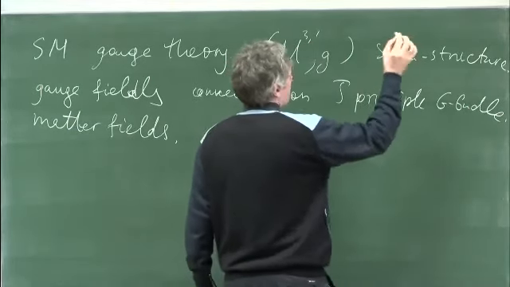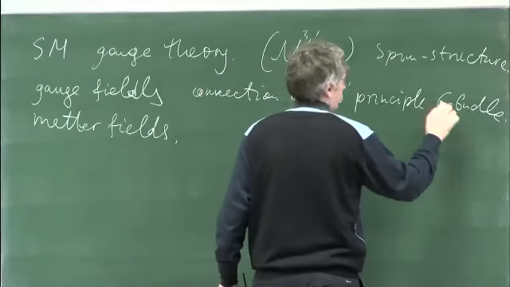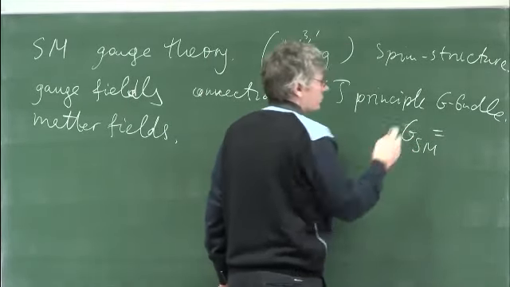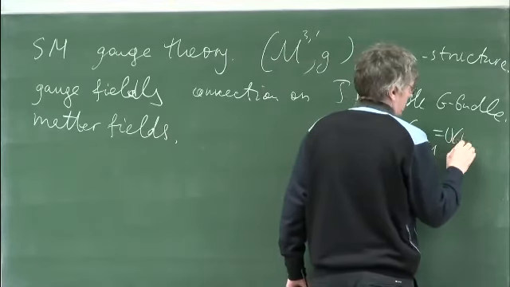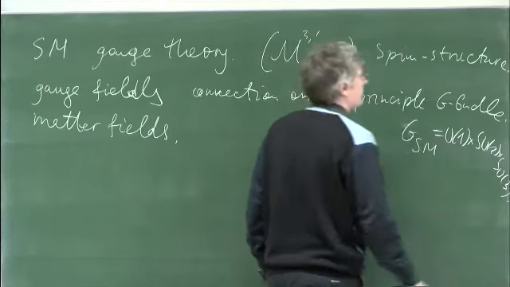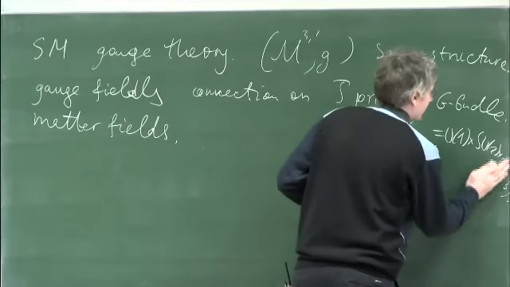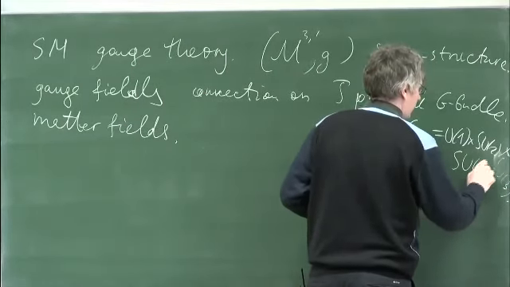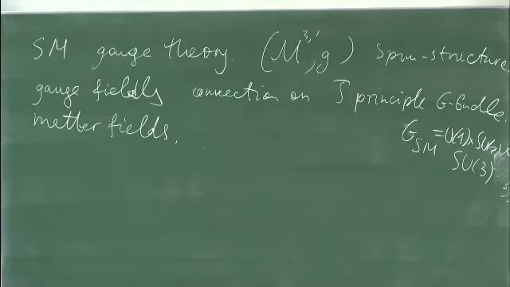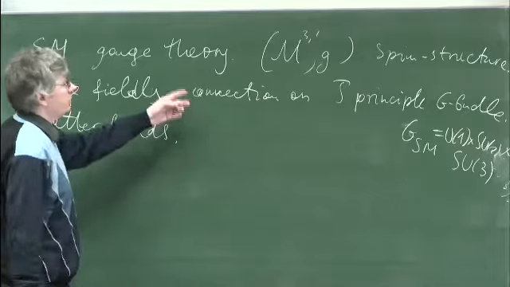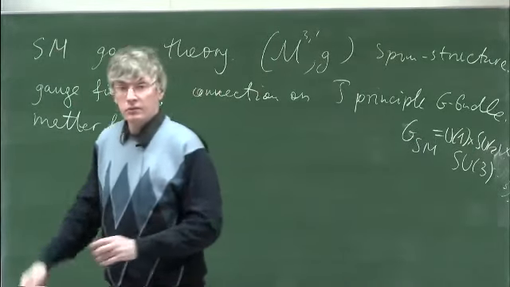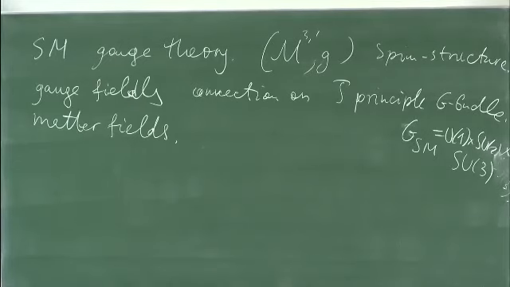G is, for the standard model, called the gauge group, and this is U1 cross SU2 cross SU3, which everybody knows. So we need to fix some connection on it. Components of this connection with respect to the decomposition of these groups are called various fields, various particles after all.